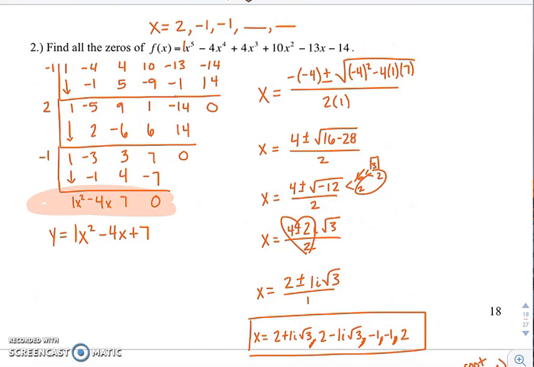So you guys do have one to try. The next one, number 3, again, start with the calculator and see what you can pull from the calculator first.